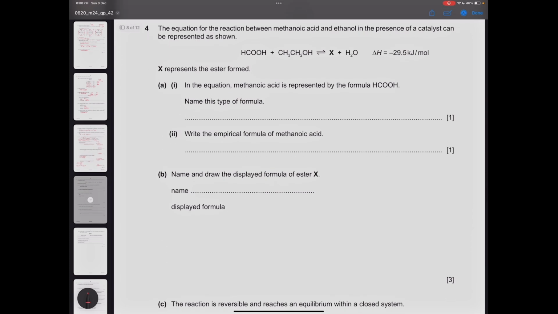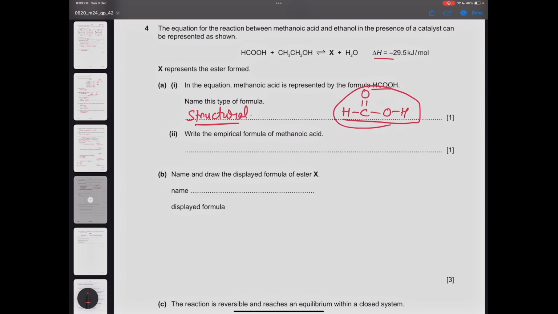Next question, the equation for the reaction between methanoic acid and ethanol. We know that this is an esterification reaction and delta H is negative, so exothermic reaction, good point. In the equation, methanoic acid is represented by the formula HCOOH. Now, does this look like a structural formula, condensed formula, or a displayed formula? This is just a structural formula, right? A lot of children have this misconception that the structural formula is the one where you draw it like this, properly showing all the bonds. No, this is not the structural formula. This is the displayed formula, when you're displaying all the bonds.